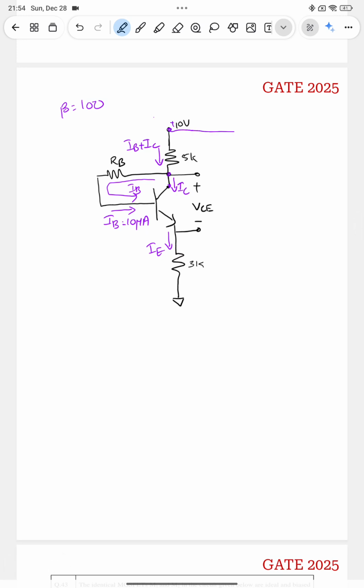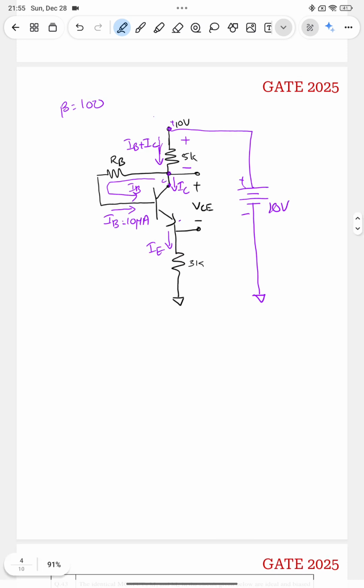At this node we have applied a voltage source like this. So this is the 10 volt, minus plus. If we annotate the polarity of the potential across this resistance, the current is flowing from top to bottom, right? So there will be a voltage drop like this, plus minus across 5K, and across the collector and emitter node we have VCE plus minus. The current IE is flowing from the emitter node to the ground, so there will be a voltage drop like this, plus minus.